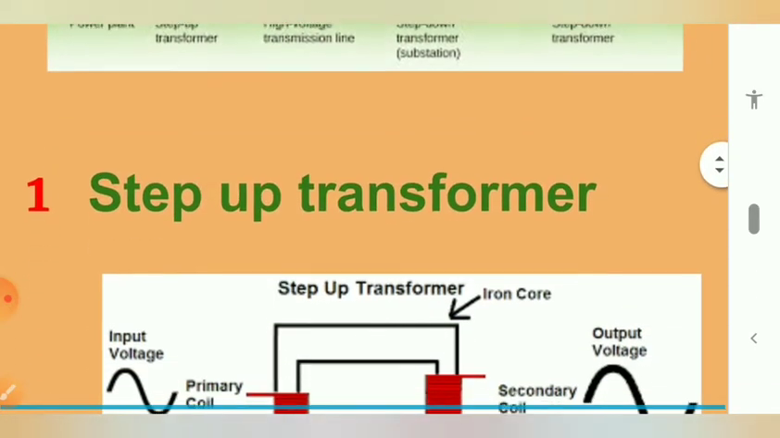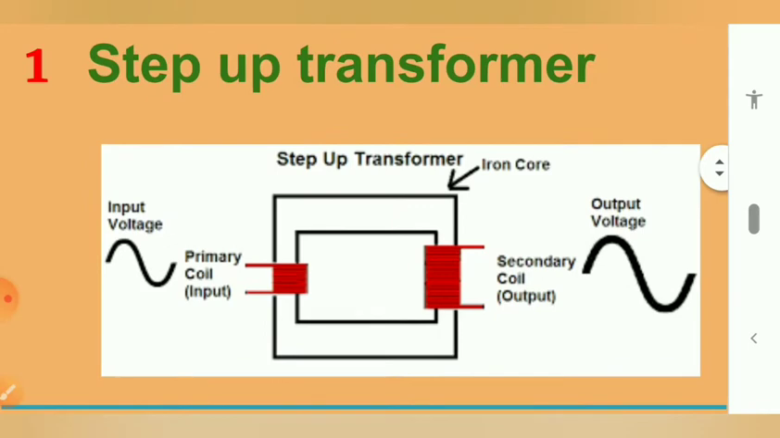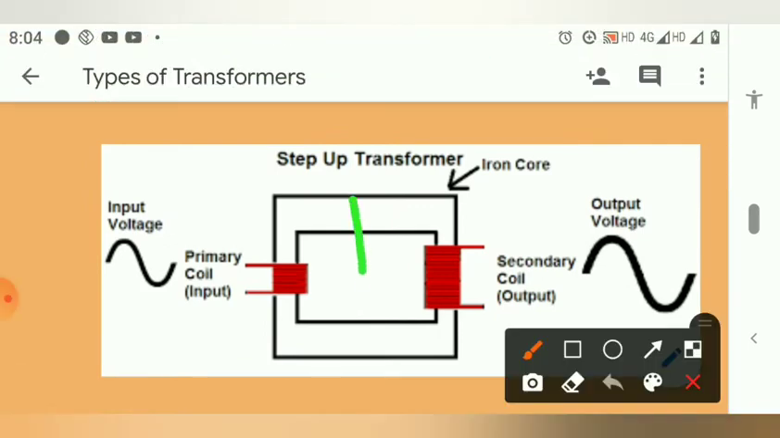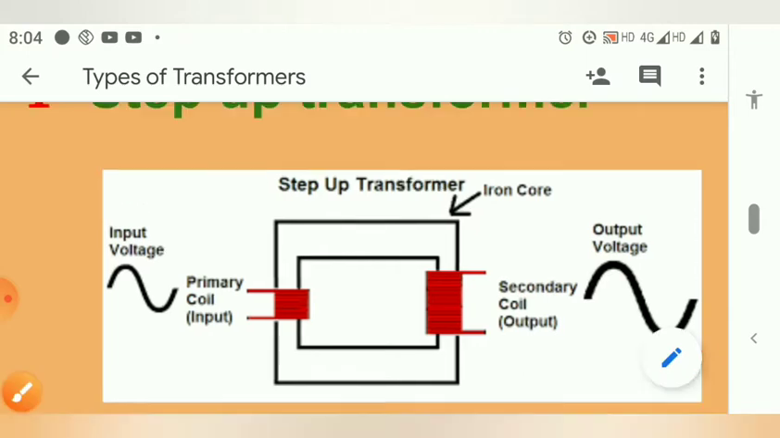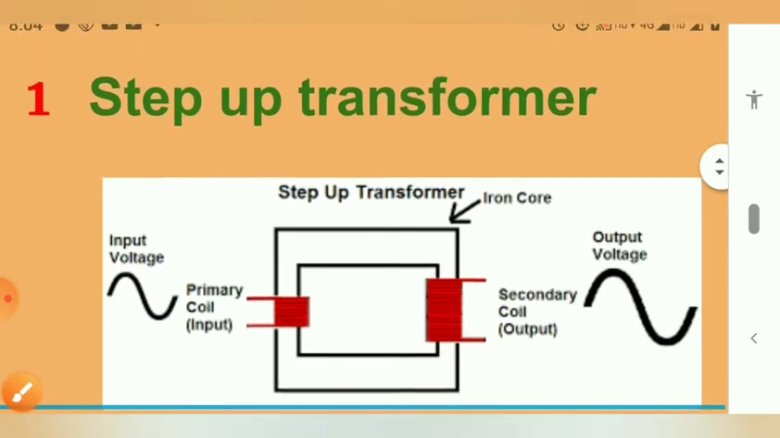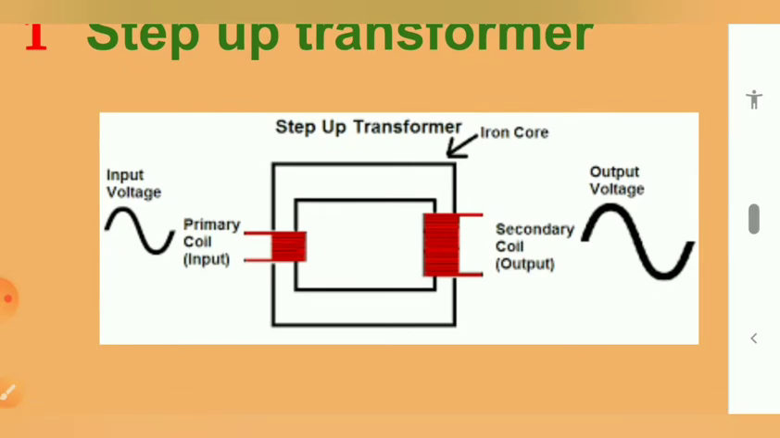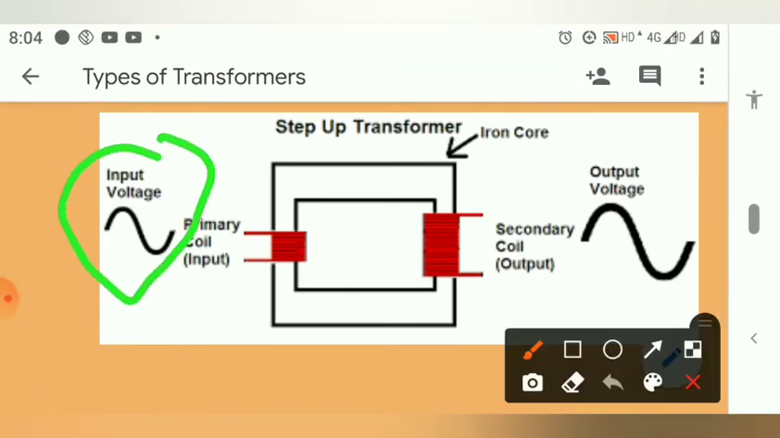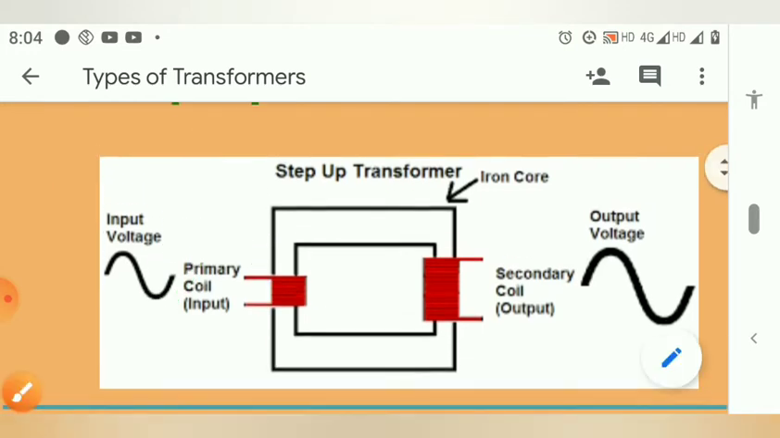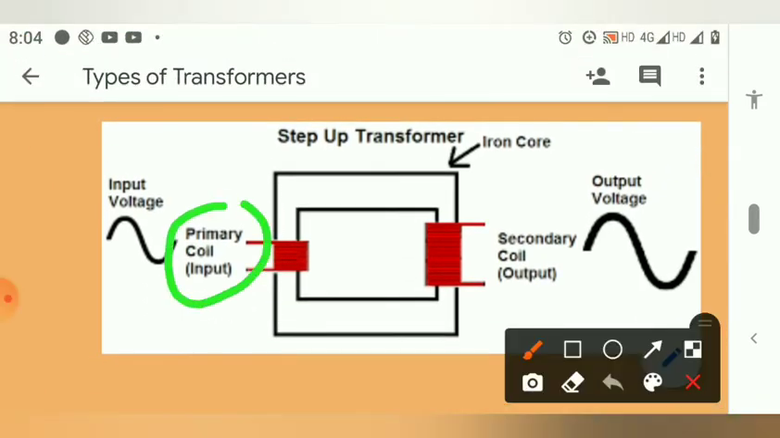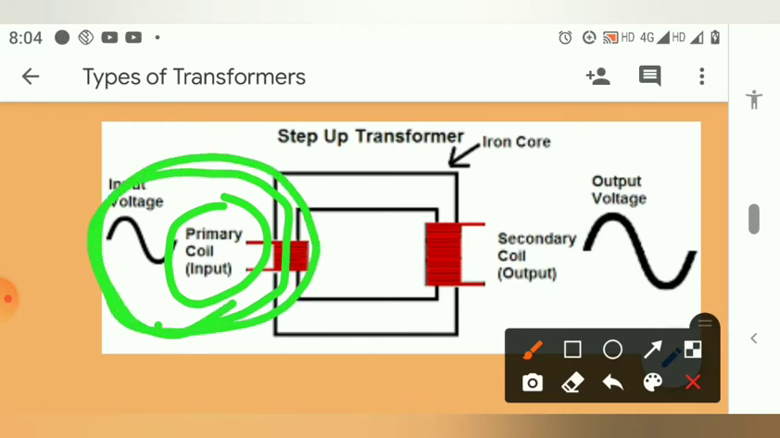There are mainly two types of transformer used. One is the step up and the second is the step down transformer. In a step up transformer, we can see in the diagram that the input voltage, AC, meaning alternating current, is given to the primary coil. The primary coil receives the input voltage, current passes through it, and the flux generates like this.